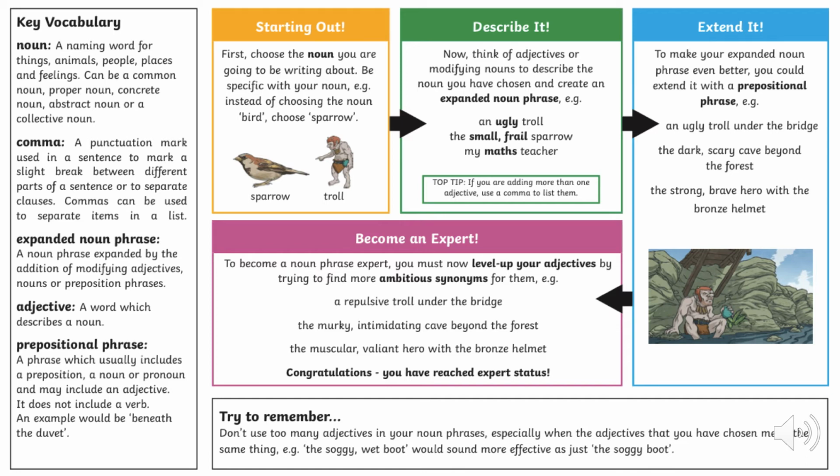Try to remember, don't use too many adjectives in your noun phrases, especially when the adjectives that you have chosen mean the same thing. So, for example, instead of saying the soggy, wet boot, it sounds more effective if you just say the soggy boot, because soggy and wet mean the same thing.